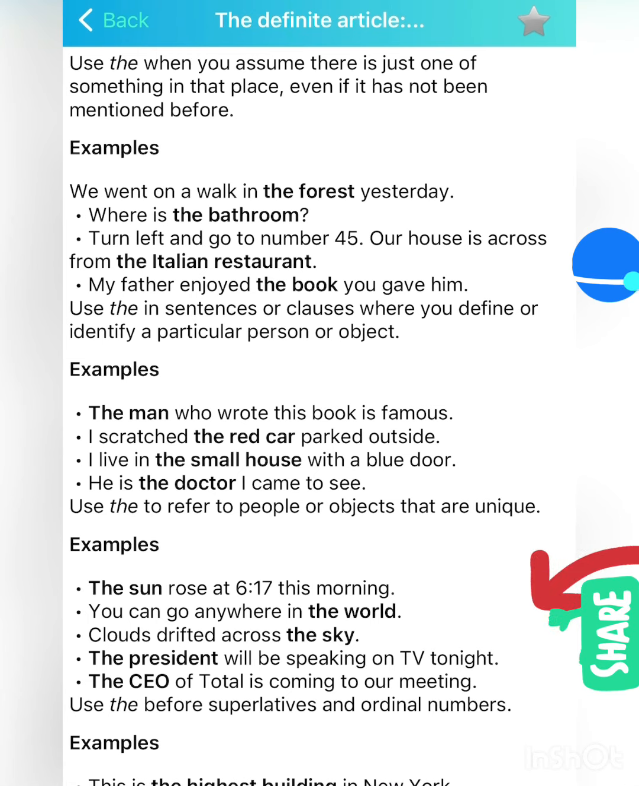The same way, the prime minister. Okay, you can say the prime minister because in a normal situation, in any given country, we have only one prime minister. The CEO of the Total is coming to our meeting. Total has only one CEO. So in that case, you can refer to him as the CEO of the Total is coming to our meeting.